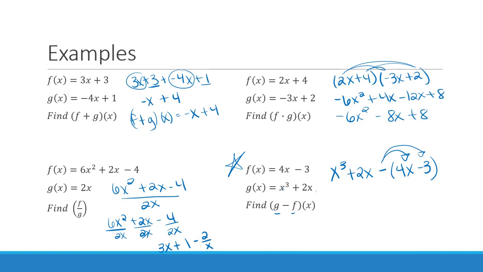A lot of students make the mistake of writing this as x to the third plus 2x minus 4x minus 3. But it's minus 4x, and then what's going to happen here is when you do that negative times a negative, this is actually going to change to minus 4x plus 3. So now I'm going to combine like terms. This is going to be negative 2x and then plus 3.